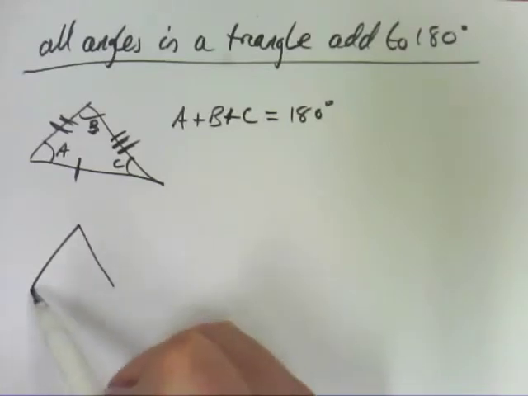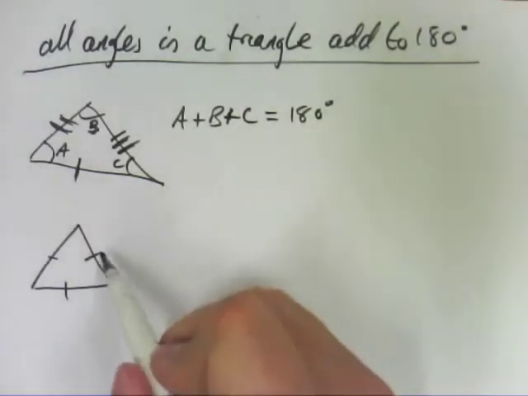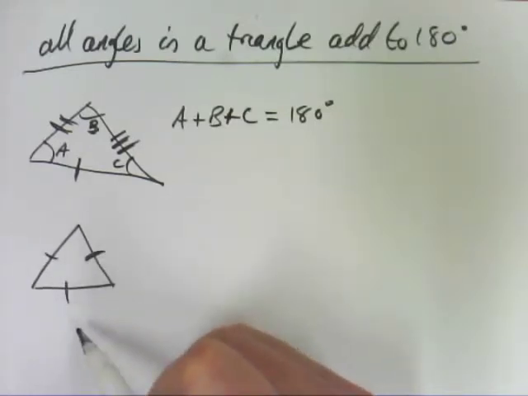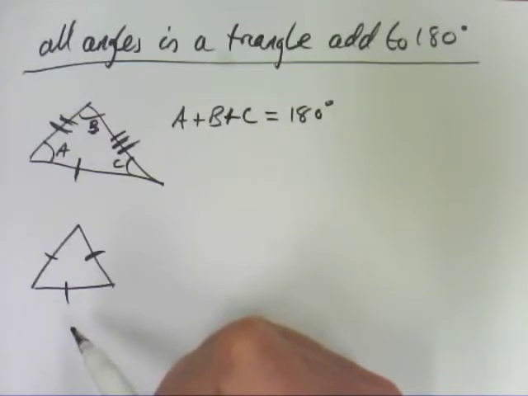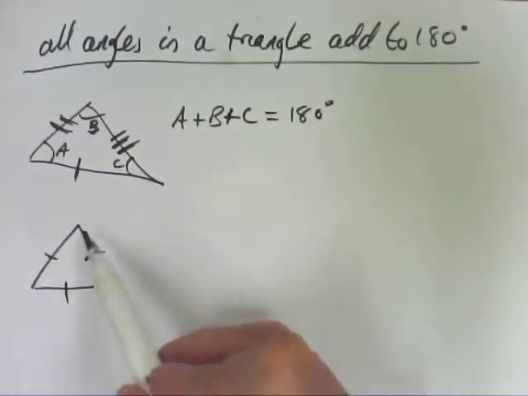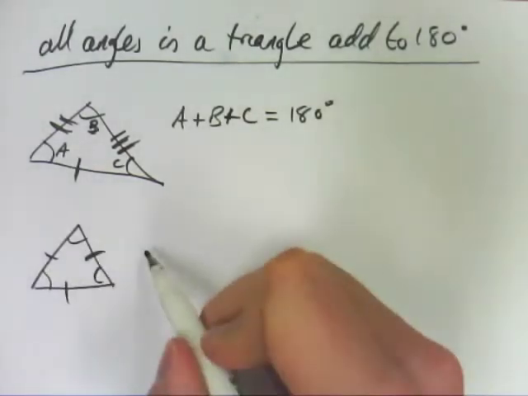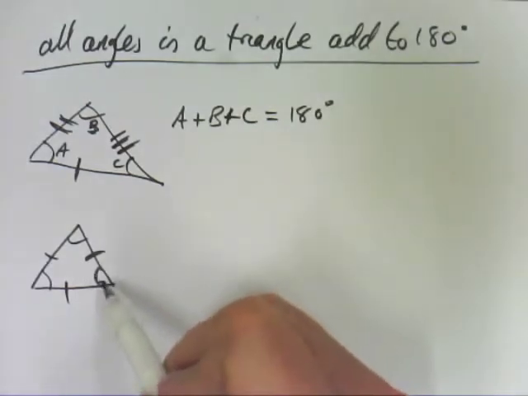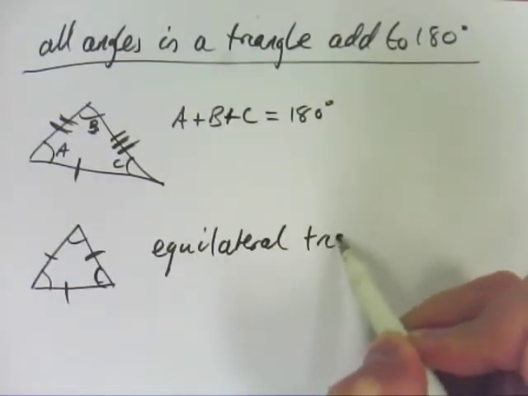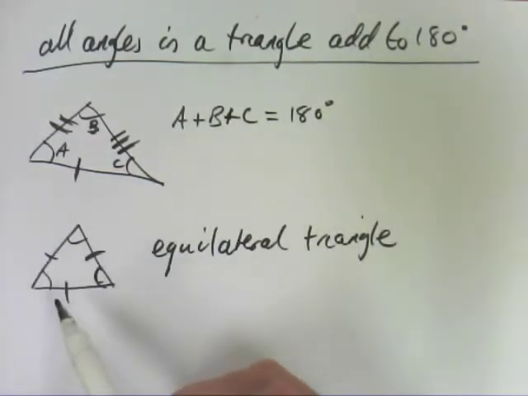If I drew a triangle that looked like that, okay, that means all 3 sides are the same because they have that same tick mark on them. Okay? Now if you know about triangles and all angles add to 180, and all the sides are the same, then that must mean all these angles are also the same. Okay, so if you come across what's called an equilateral triangle, all sides are the same and all angles are the same.